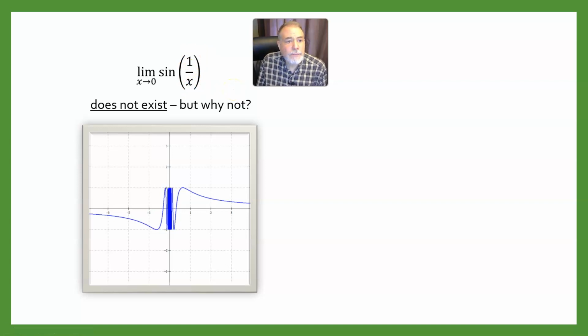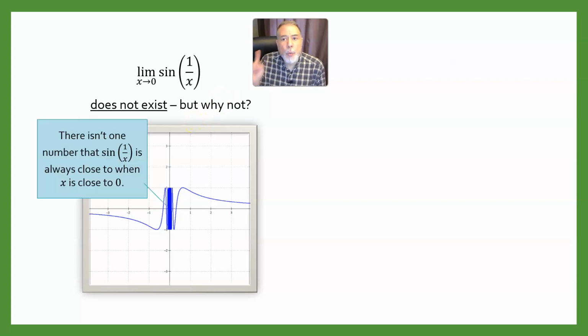But the sine of a really big number, you never know what's going to happen. Depends on what number it is. Sometimes the sine is positive 1, sometimes the sine is negative 1, sometimes the sine is somewhere in between. So no matter how close x gets to 0, there are always going to be values for 1 over x whose sine is positive 1, and there are going to be others whose sine is negative 1, and others whose sine is 0, and others whose sine is 1/2, and so on.